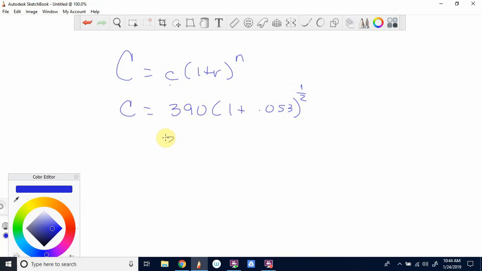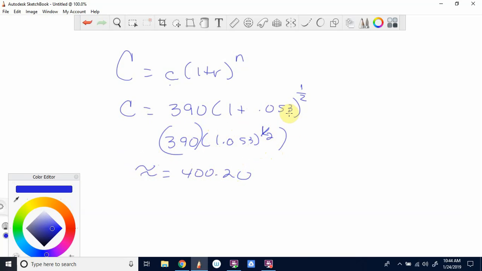Now we have to just put this in our calculator. So we do 390 times 1.053 to the 1/2. So the first thing you're going to do, you can say 390 times 1.053 raised to the 1/2, and then you should get approximately, if you put this in your calculator correctly, $400.20. But they want to know how much would the price increase.